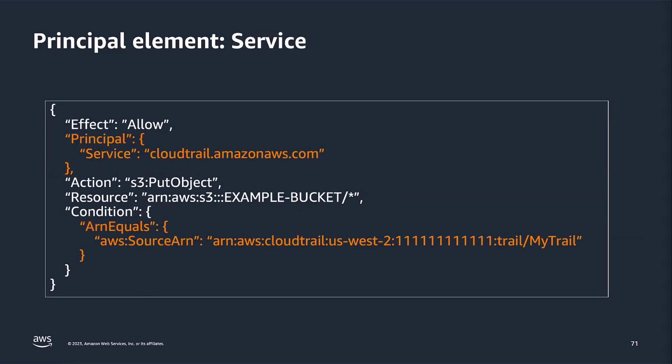The service principal type is used on a resource to allow access to an AWS service. When you write a policy that uses the service principal type, you should usually include a condition key that specifies either the source ARN or the source account that the request originated from. This is to prevent against the confused deputy problem, which we'll go into detail more about later in this series.